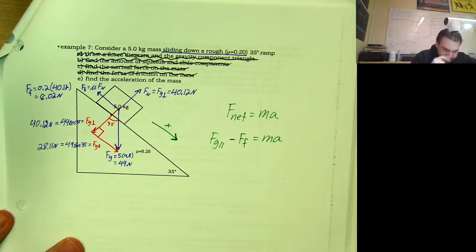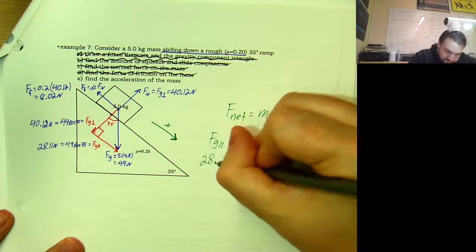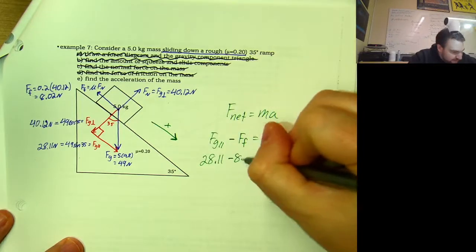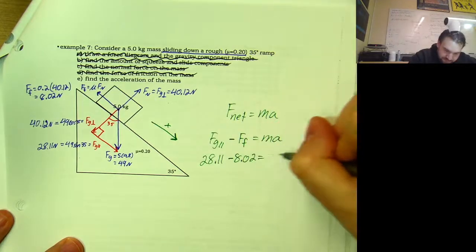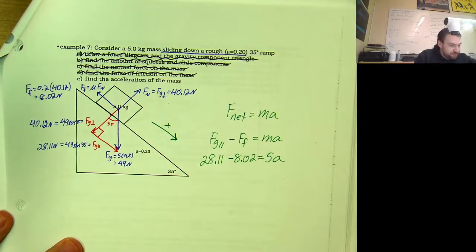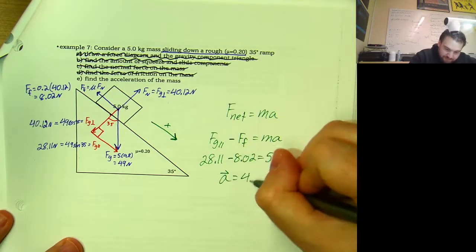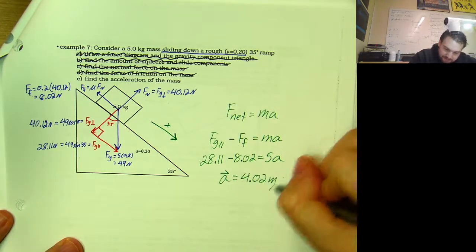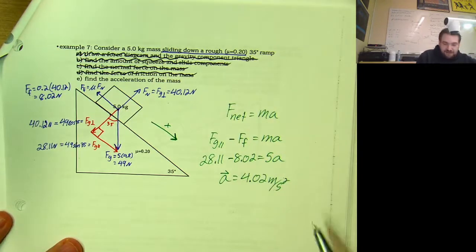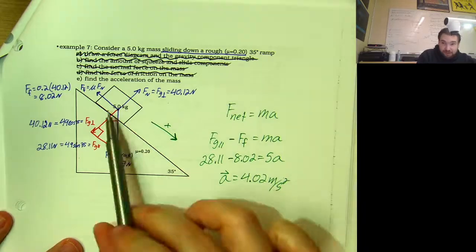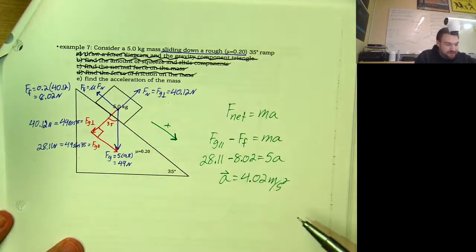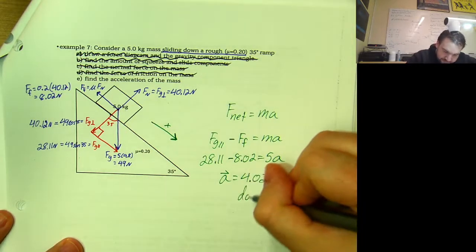So FG parallel is 28.11 minus 8.02 equals the mass of our block times its acceleration. So we're going to see here the acceleration is going to be equal to 4.02 meters per second squared, and we can see that because this value is positive, we said down the ramp was positive, and so this block is accelerating down the ramp.